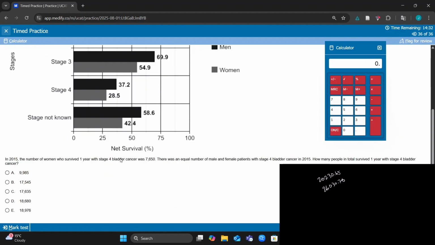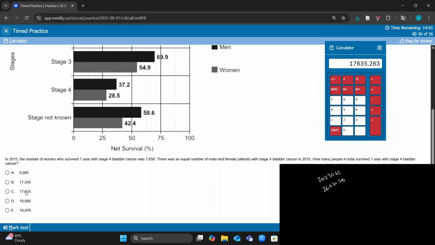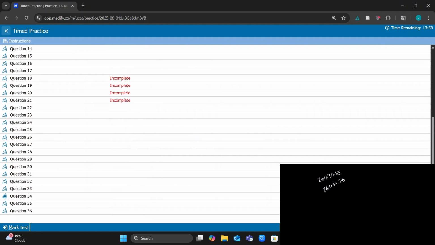Number of women at 1 year with stage 4 bladder cancer was 7650. So 7650 is equal to 28.5%, so 0.285. So that's how you get how many people were diagnosed, or how many people had stage 4. How many people in total survived? So that's the total amount, and then times that by 0.372, and then add on 7650. 17,635. Okay, let's review the incomplete.